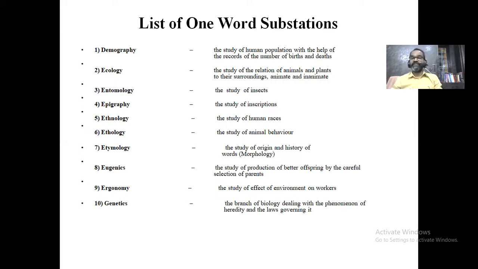And genetics. Of course, all of you know genetics. What is genetics? Genetic problems are there, how genetic problems affect us.